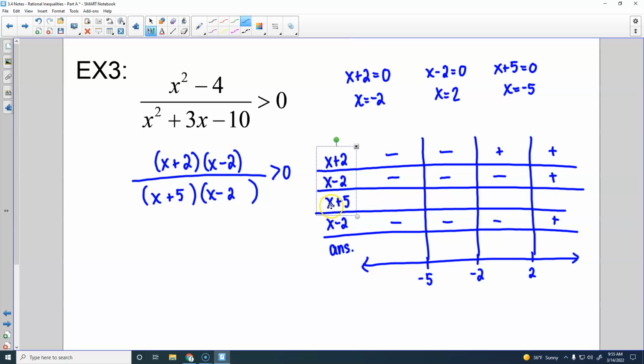And then for the last one, you've got that x plus 5. If I plug in a -6, that would give me a negative. But then if I plug in a -4 here, -4 plus 5 would give me a positive. Anything bigger than that, 0, 3, would all give me positives as well. Any questions on looking at that?